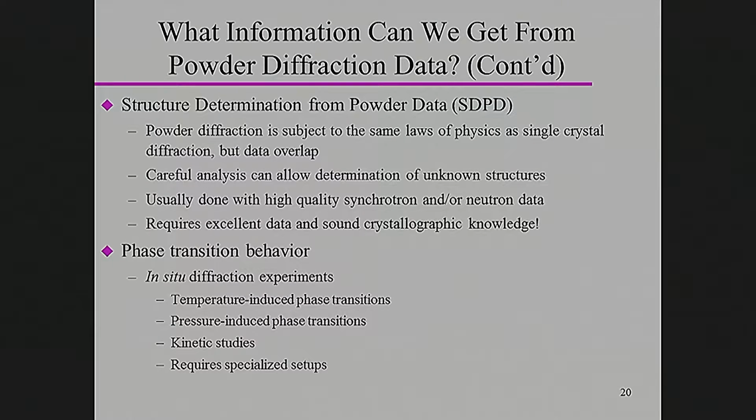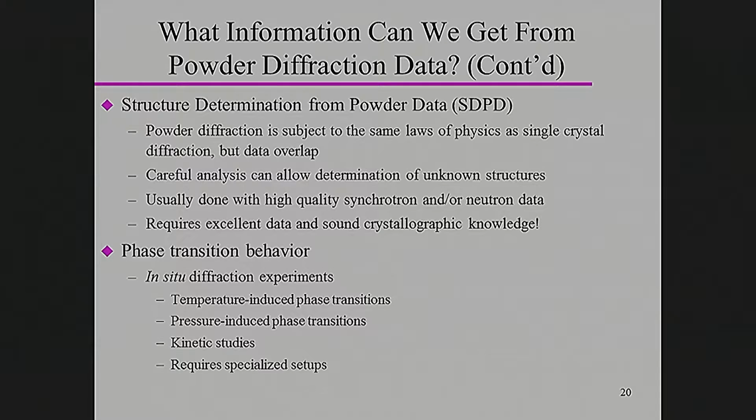Are we done yet? Not quite. You can also look at phase transition behavior with powders. This refers to in situ diffraction experiments. And in this case, you're changing a parameter of the surroundings. That could be temperature, could be pressure. You could actually do kinetic studies. That's, again, something that often uses 2D detectors, okay, where you go to a certain temperature and you just keep taking snapshots of your sample to watch how fast a certain phase converts, for example.